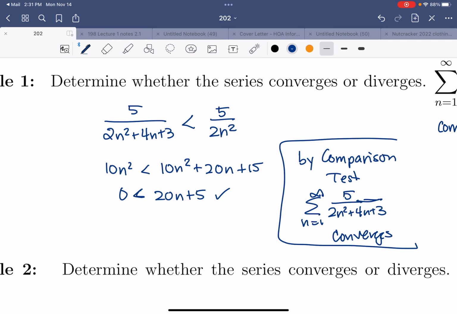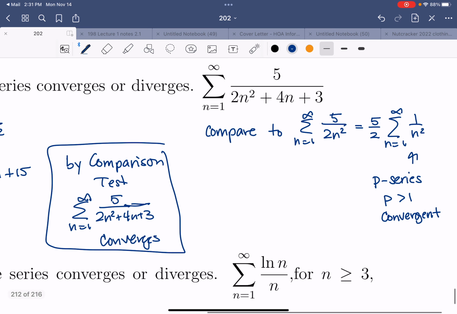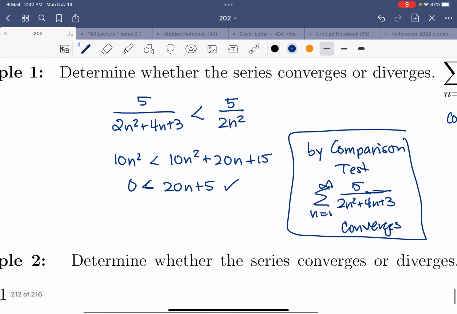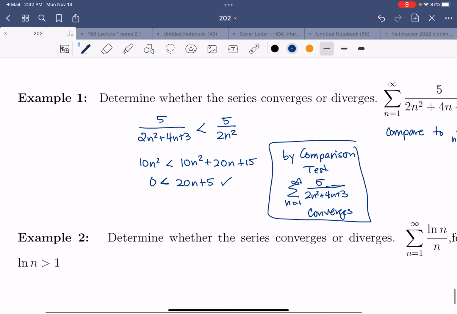Okay, but notice what I had to say. In order to say that, I had to say, here's a series that I want to compare it to. This series is convergent, and my series is less than that convergent series. Okay, so that's one option.